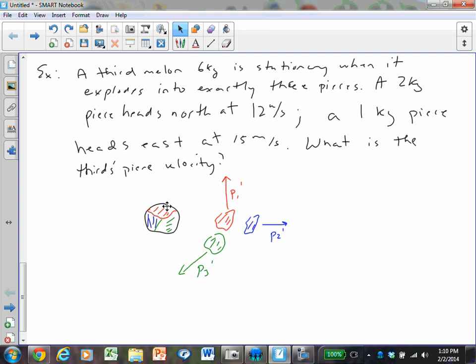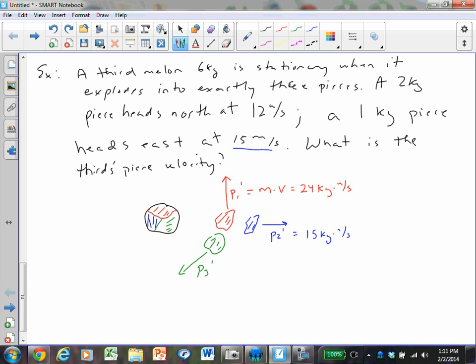Okay, so if P1, if we take its mass times velocity, we could see that it's 2 kilograms times 12, or 24 kilograms times meters per second. The blue piece, P2, that was going east was 1 kilogram, so it's 15 kilograms times meters per second because it was going at 15 meters per second. So now we've used our masses and our velocities to find the momentum of the 2 pieces, but we need the third.